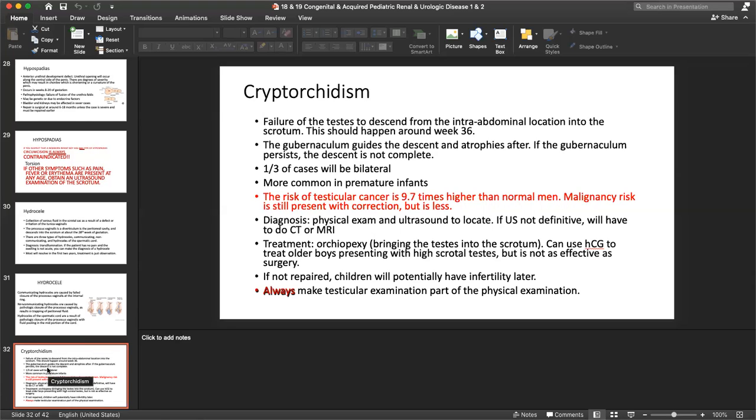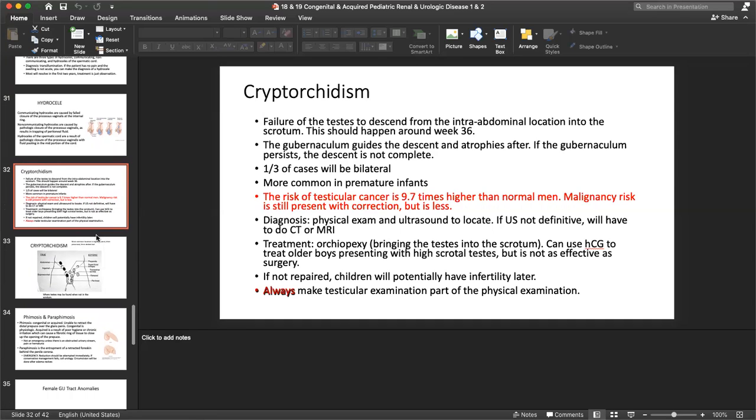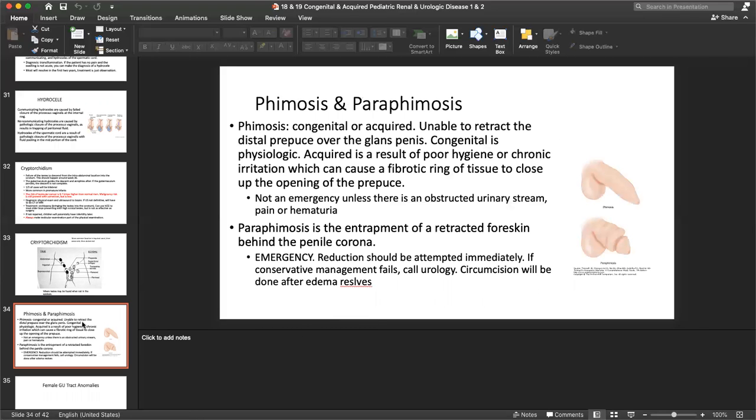Always do a testicular exam. And if it's not repaired, the child could eventually, when they're an adult, be infertile. And the treatment is orchiopexy. That's what the surgery is called. So you're looking at cryptorchidism. So here's an abdominal one. I really wouldn't worry about that patient. Okay.